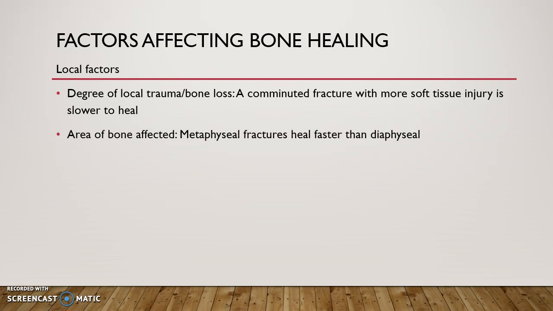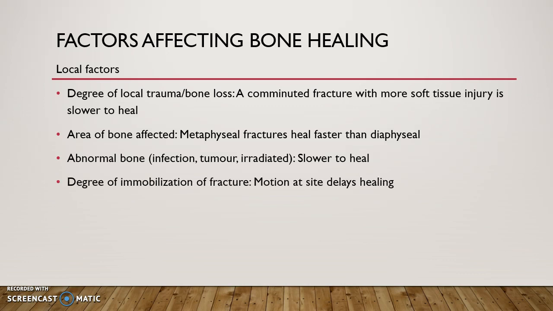The area of bone affected: metaphyseal fractures heal faster than diaphyseal fractures, because there is a lot more blood flow to the metaphyseal area, and there is also good remodeling potential in the metaphyseal area as compared to the diaphyseal area. Abnormal bone, if there is an infection or tumor, or if the bone has already been treated with radiation, is usually slower to heal.